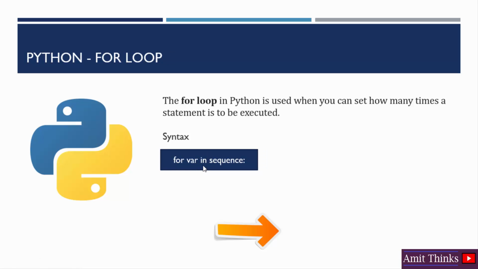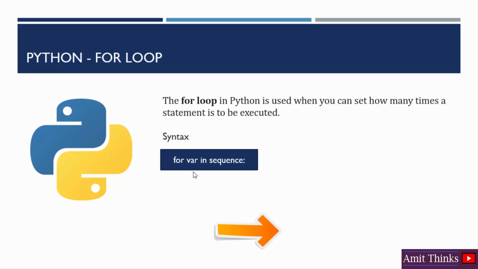And the for loop is used when you want to set how many times a statement is to be executed. That means here we have our for loop, which decides how many times a statement will execute. Here the sequence can be a list, tuple, dictionary, a set or a string. The for loop is used for iterating over this sequence. The variable takes the value of the item inside the sequence on each iteration. We will learn about this using an example.